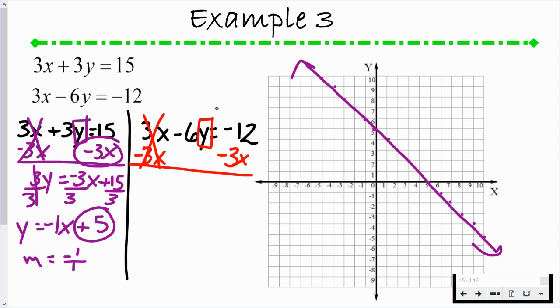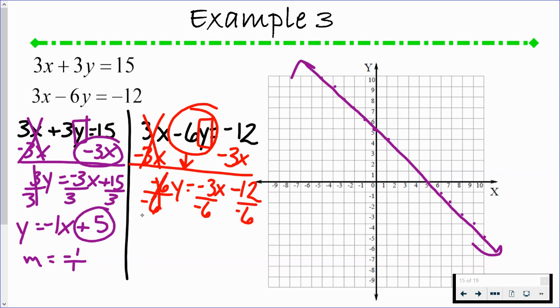Now be careful here, because this is a negative 6y, negative 3x minus 12. So both terms are negative, negative 3x minus 12. Now I'm going to divide by negative 6 to every single term. So definitely be careful with this one. There's a lot of negatives.